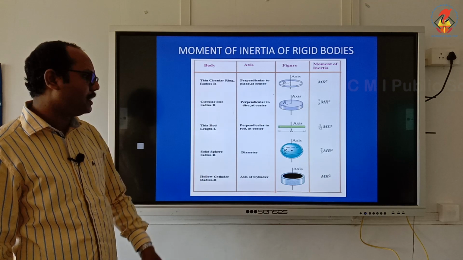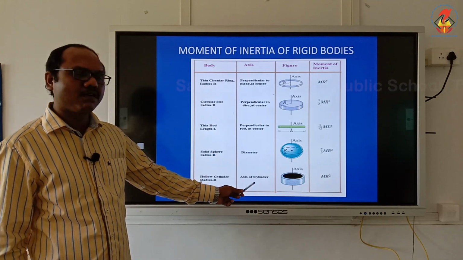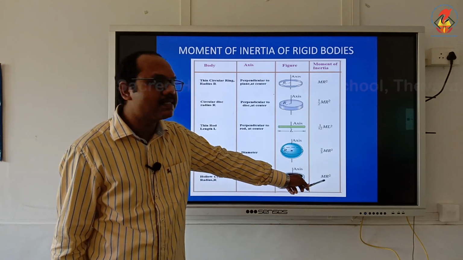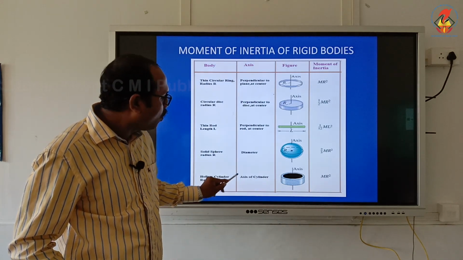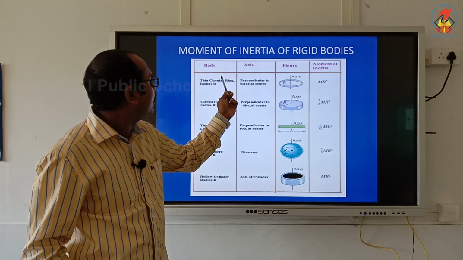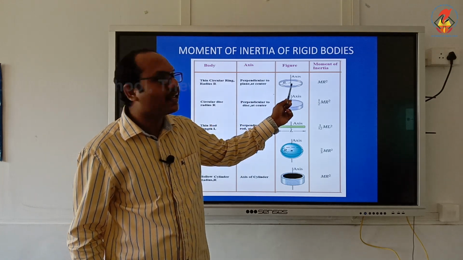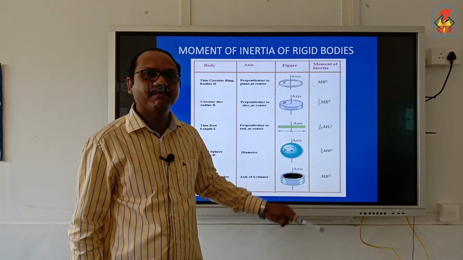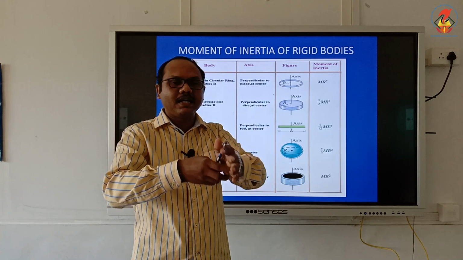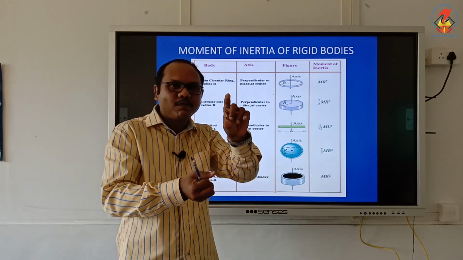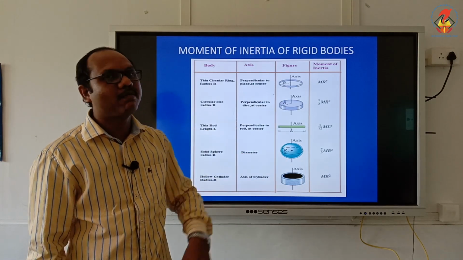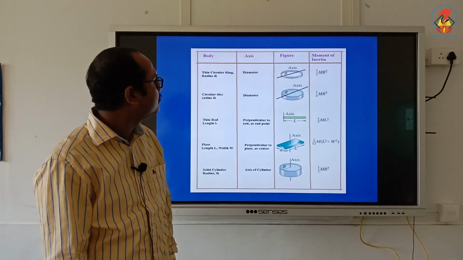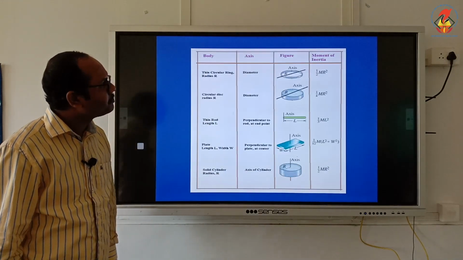For a hollow cylinder, about the axis of the cylinder, what is the answer? mr square. So please compare hollow cylinder and ring, the moment of inertia is the same, because if you take a hollow cylinder and cut a small portion, you will get a ring. That is why both of them have the same moment of inertia.